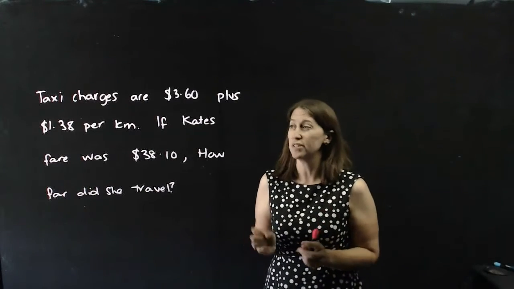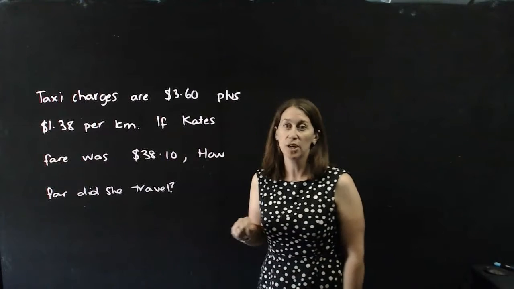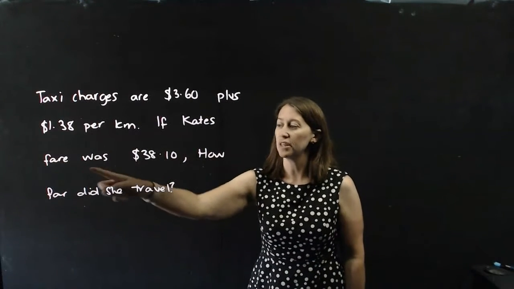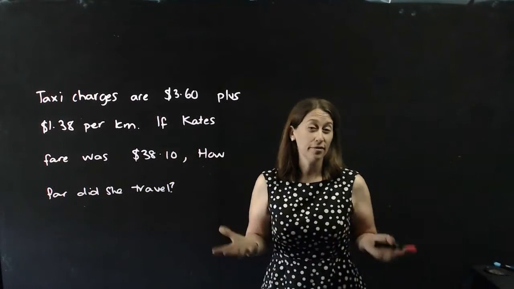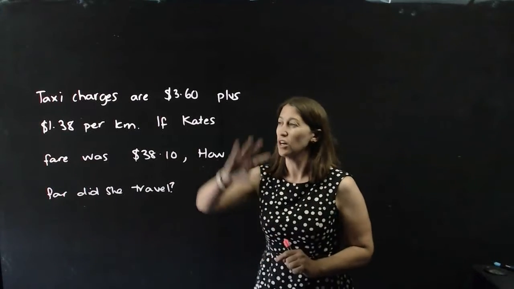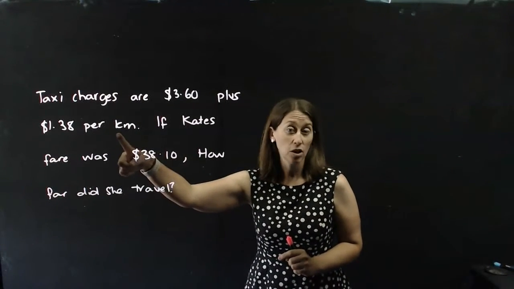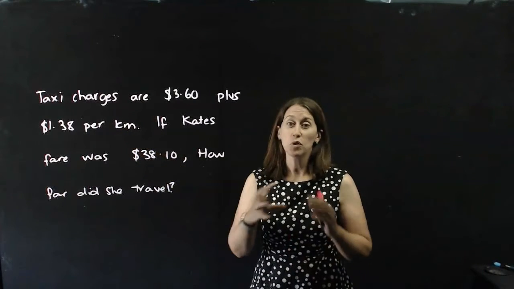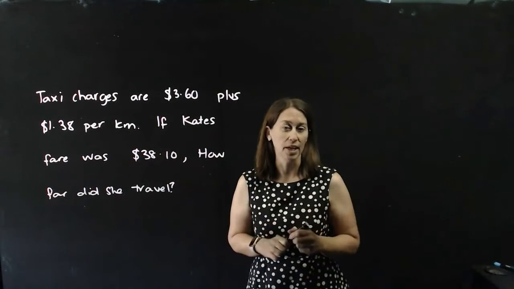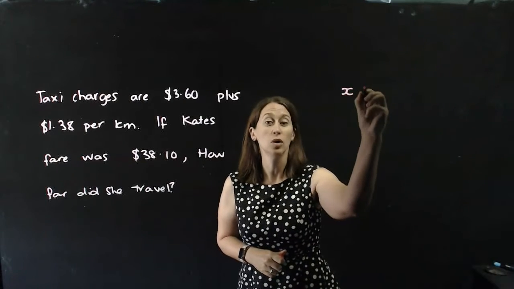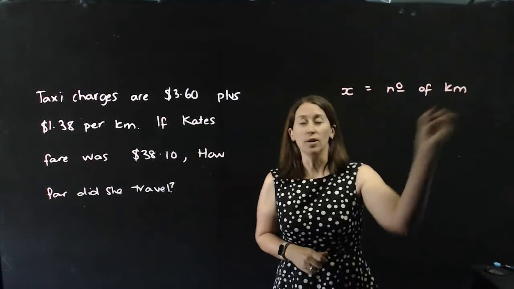Okay? All right, so second problem here. Let's just have a read. We've got taxi charges of $3.60 plus $1.38 per kilometre. If Kate's fare was $38.10, how far did she travel? So we want to know how far she travelled. But the cost of the total taxi charge is dependent on how many kilometres she travels. So therefore, the number of kilometres is our independent variable and everything relies on that. So let's let x equal the number of kilometres travelled, okay? All right, now let's set it up.